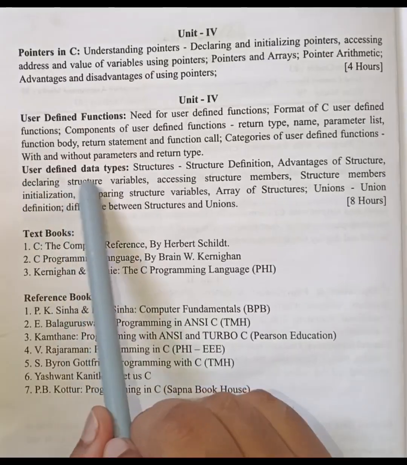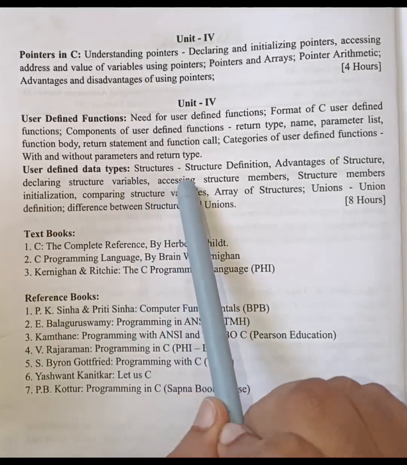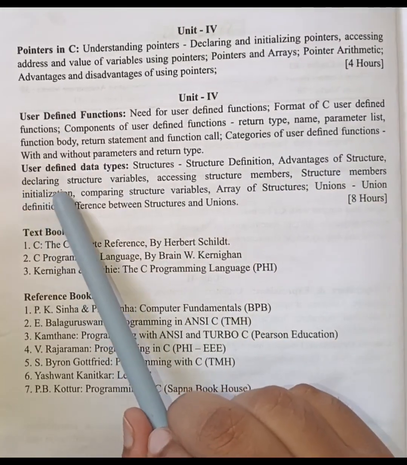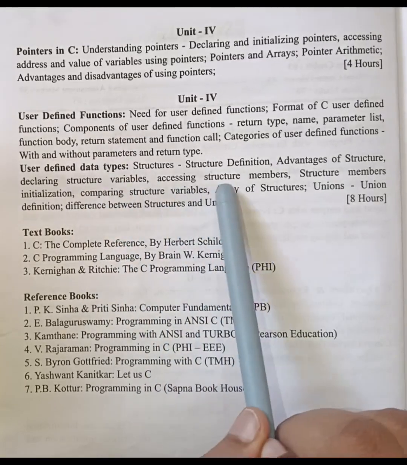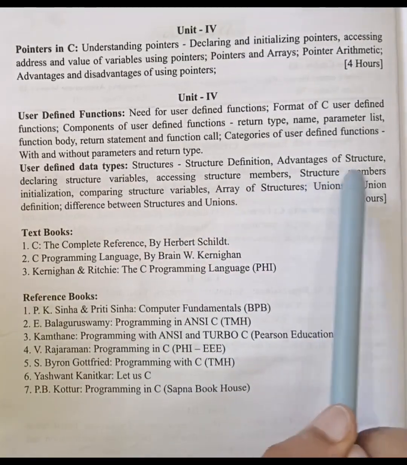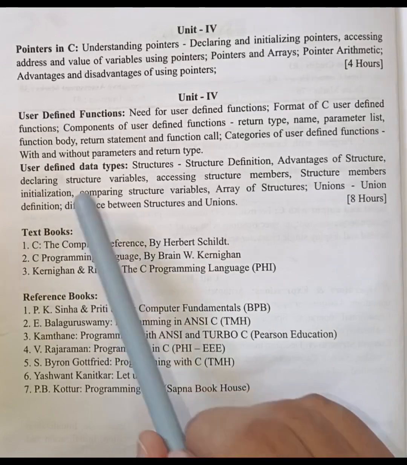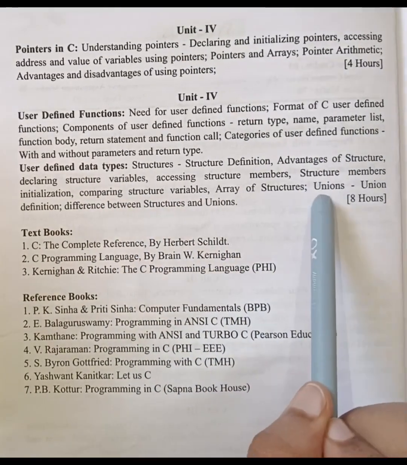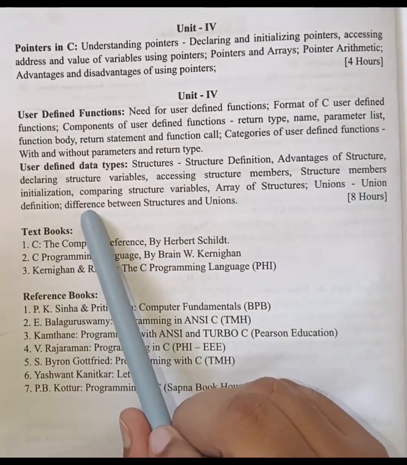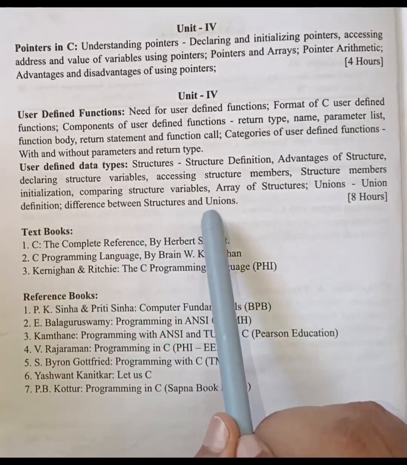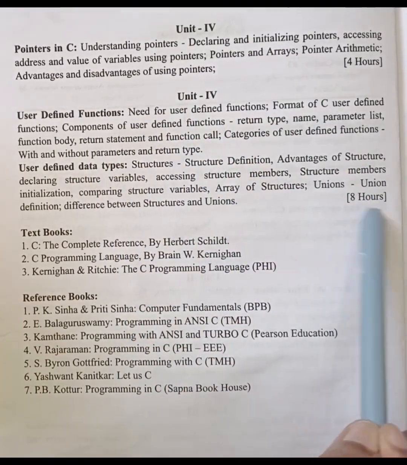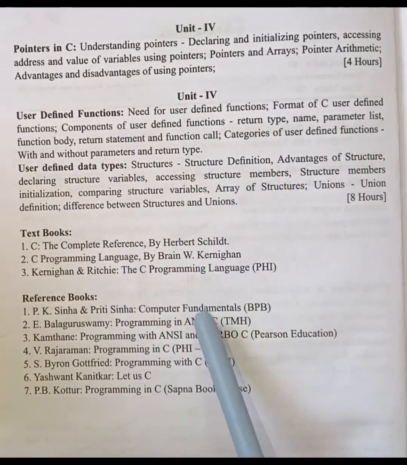And the second chapter will be user defined data types. You can see structures, structure definition, advantages of structure, declaring structure variables, accessing structure members, initialization, comparing structure variables, arrays of structures, unions, union definitions, difference between structures and unions. This is all about unit 5. By mistake they have printed it as 4, but this will be 5.